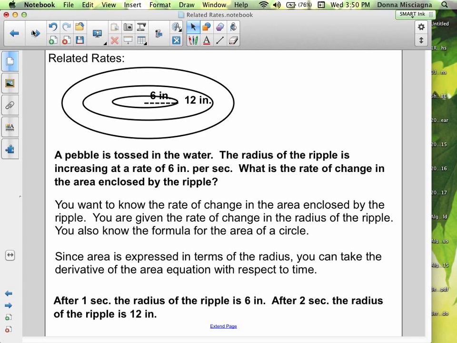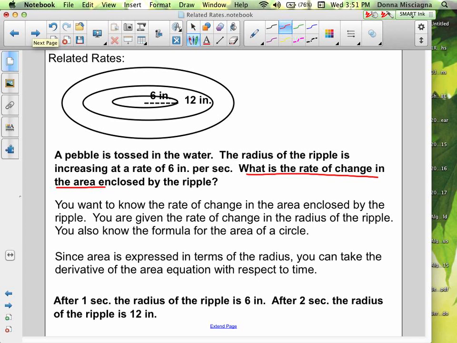All right, so what we want to know is right here. What's the rate of change in the area enclosed by the ripple? Okay, we want to know the rate of change in area. Okay. In other words, we want to know the dA dt.